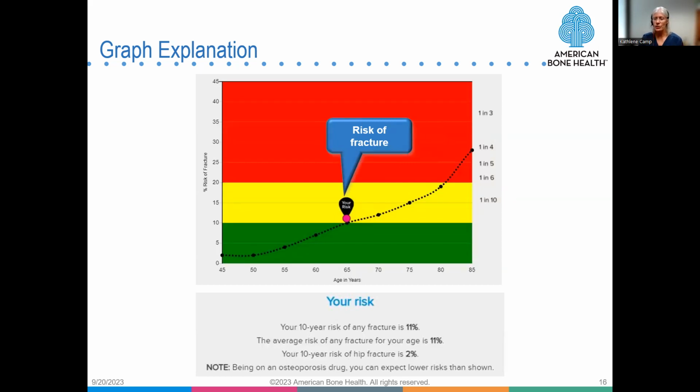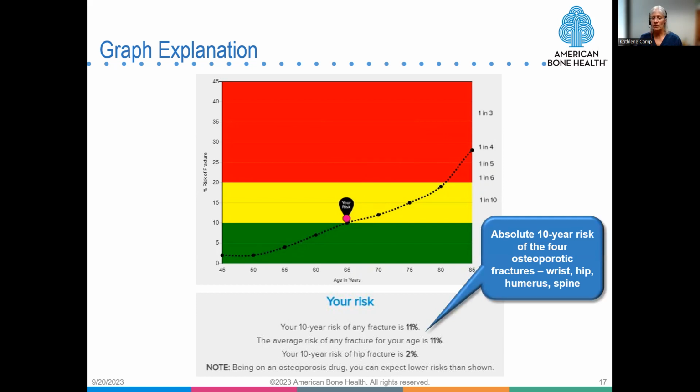The pink dot shows your current risk based on your answers. Notice where that pink dot is in relation to the black line, which is the expected risk. Just below the graph, you'll see the 10-year risk of any fracture and the 10-year risk of a hip fracture. You'll also see the average risk for someone like you. The risk for this person is consistent with their race, gender, and age. As this person gets older, the risk increases.